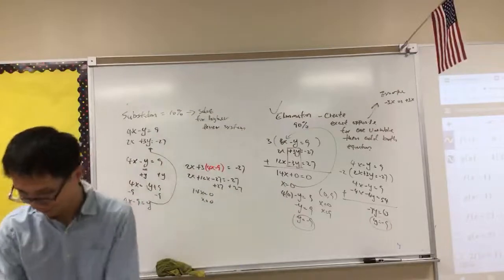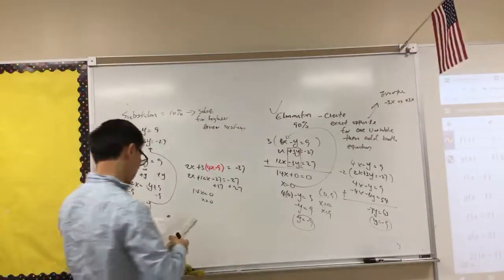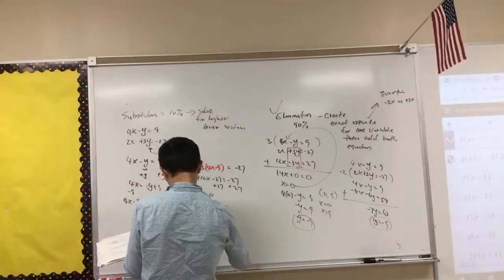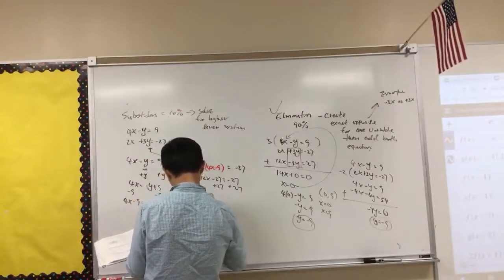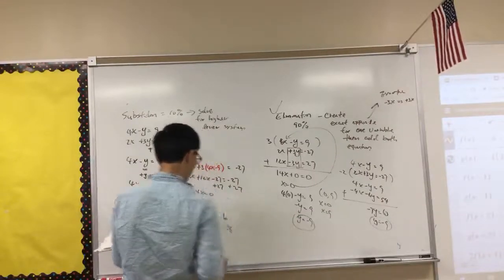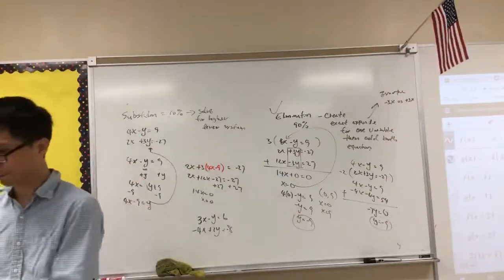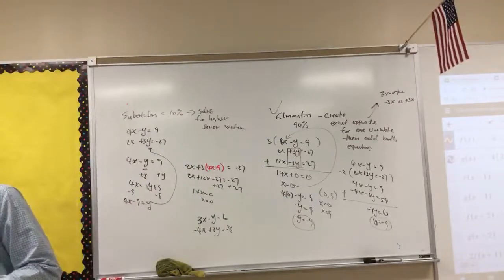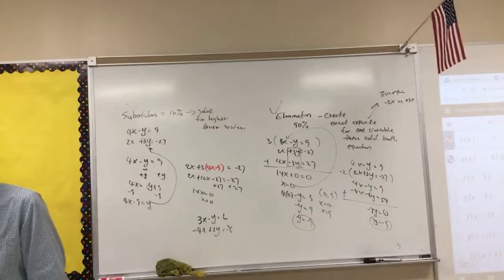Now you're going to practice. Hopefully we have some time. 1 minute. 3x minus y equal to 6. Minus 4x plus 2y is equal to negative 8. I think the answer is x equal to negative 2. I'm not sure. But if you don't understand, you can try to go back and look at it.